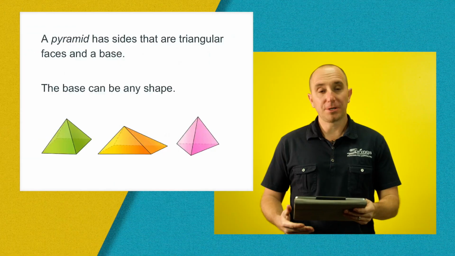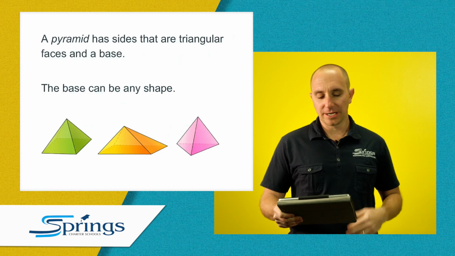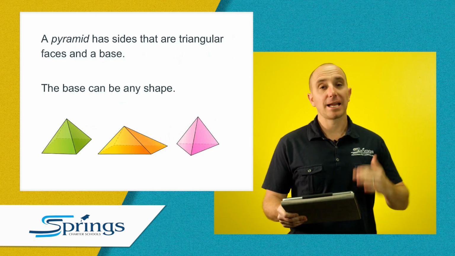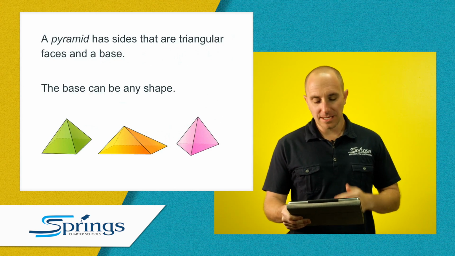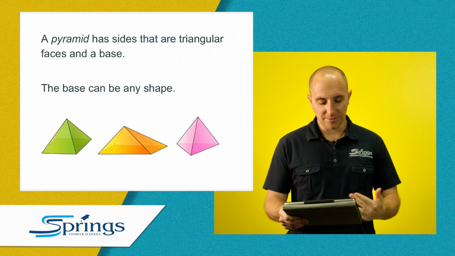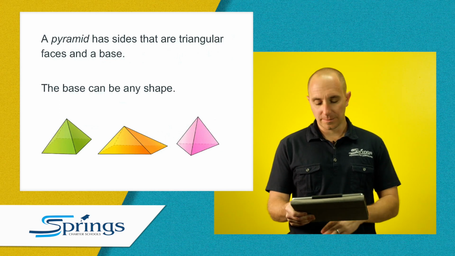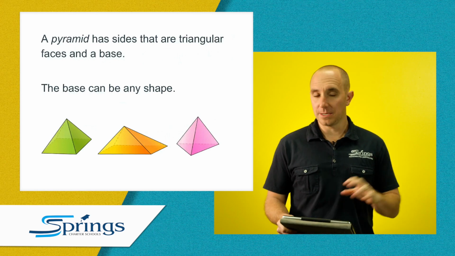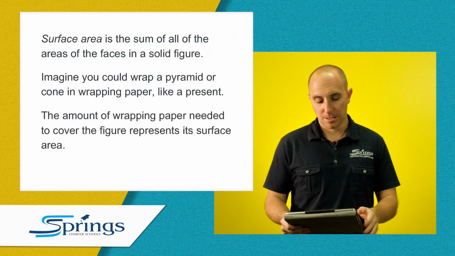Okay, so a pyramid has sides that are triangular, that have triangular faces and a base. The base can be any shape. So you can see here in these three examples, we have a square base, a rectangular base, and a triangular base. So keep that in mind, the base makes a difference.